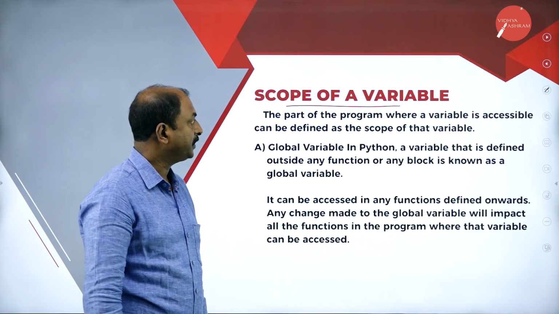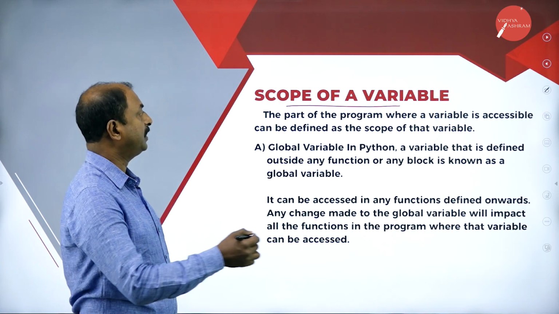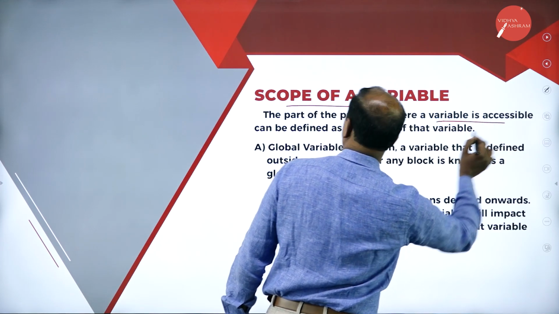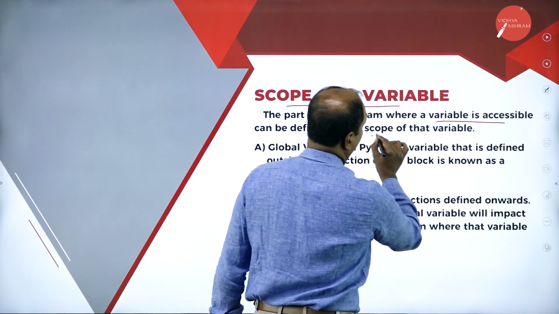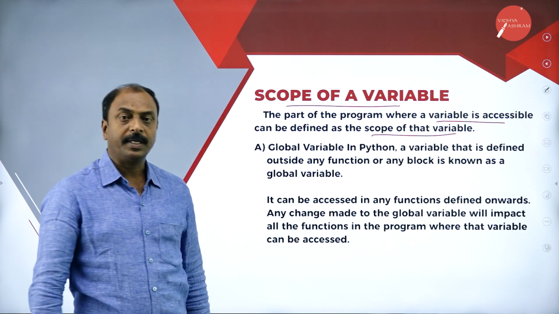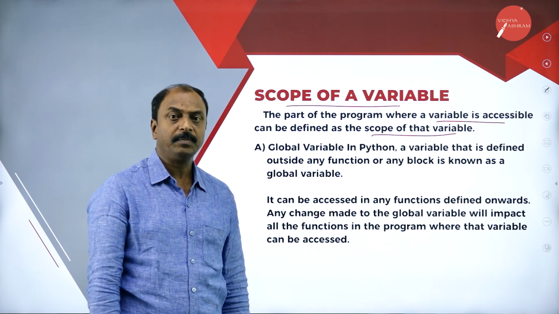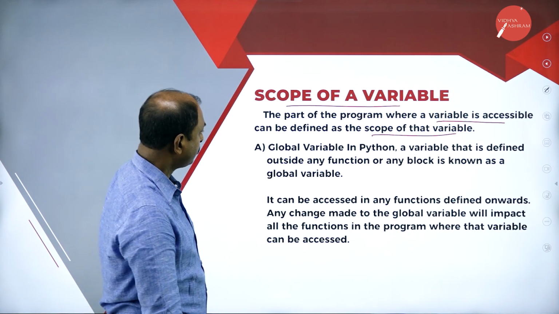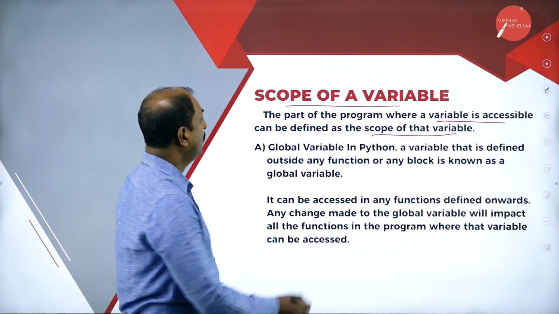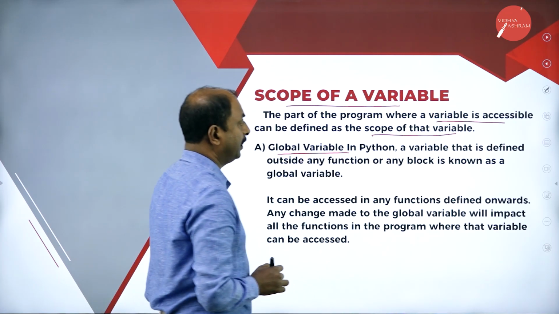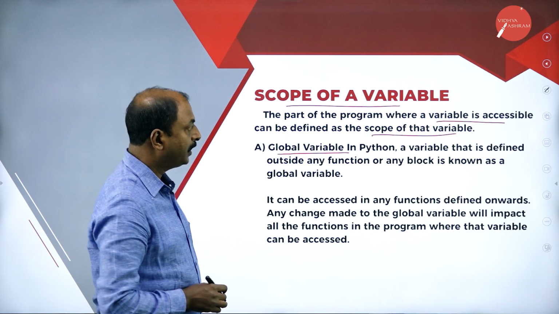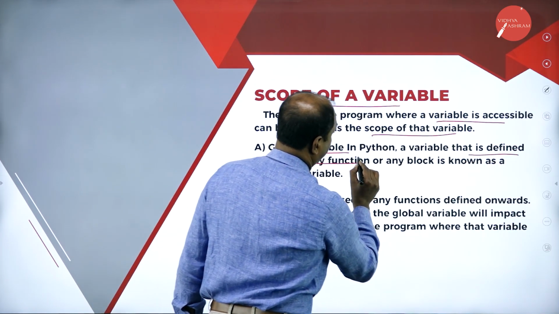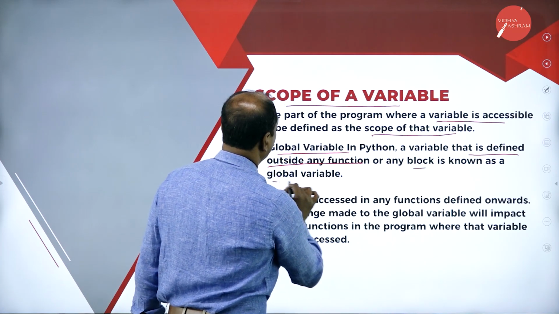Another concept is scope of variables. Now we have seen what variables are. A part of a program where a variable is accessible can be defined as the scope of the variable. We are declaring so many variables in a program or in a function. That is nothing but the scope of a variable. Here there are two types of variables. One is the global variable. So what is a global variable? It is a variable that is defined outside any function or any block.